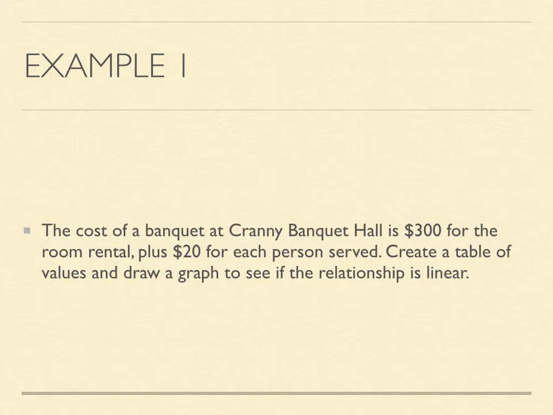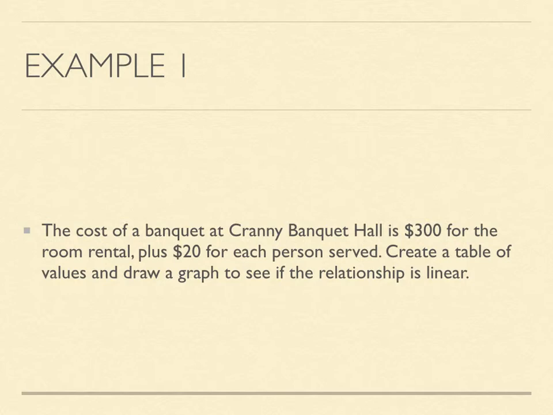Example number 1. The cost of a banquet at Cranny Banquet Hall is $300 for the room rental plus $20 for each person served. Create a table of values and draw a graph to see if the relationship is linear. So take a second. What is our independent variable and what is our dependent variable? I'll give you a hint. They're not obviously listed in the information that you have right now. Okay, so take a second and we'll move forward.